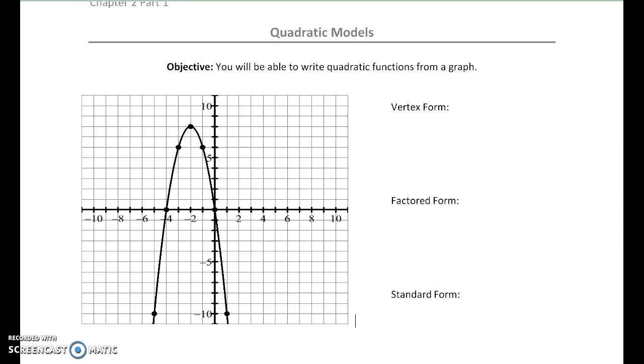Hi everyone. By the end of this video, you should be able to write quadratic functions from a graph in 3 different forms. We're going to talk about vertex, factored, and standard form.